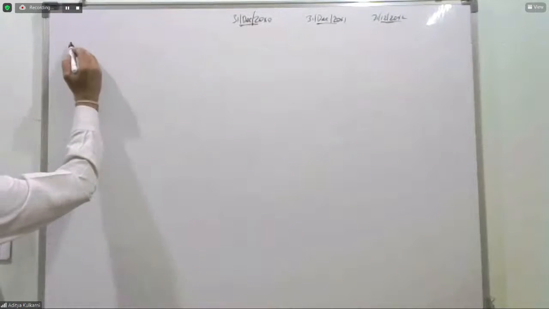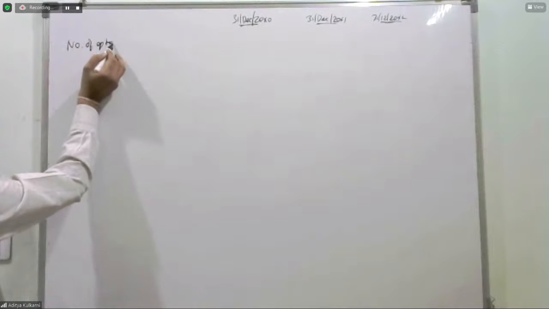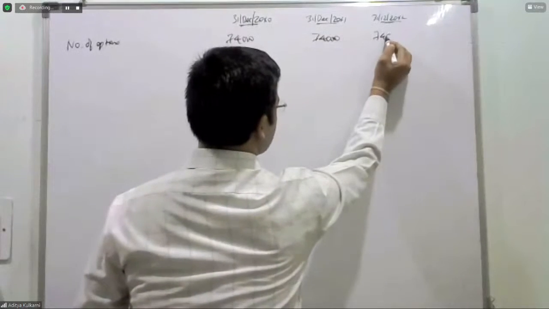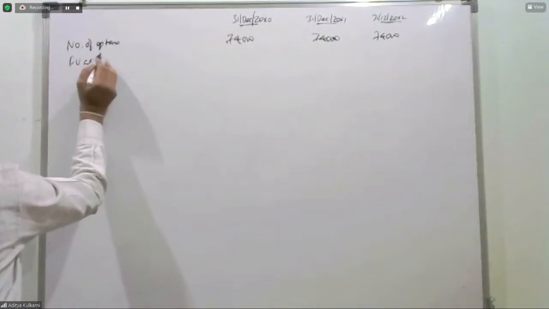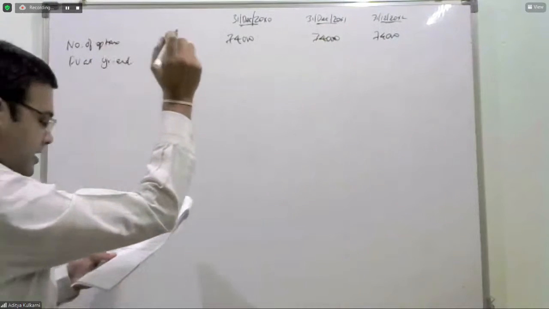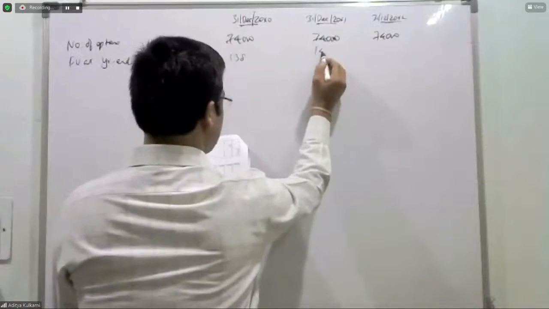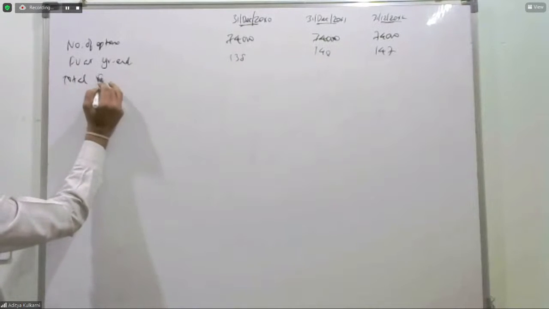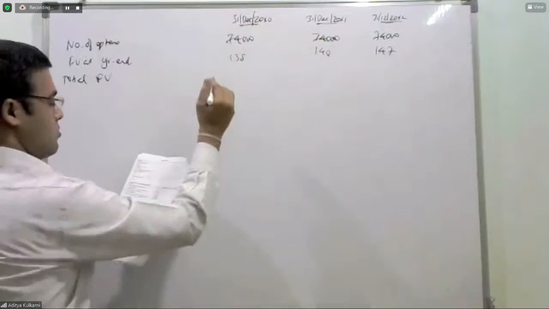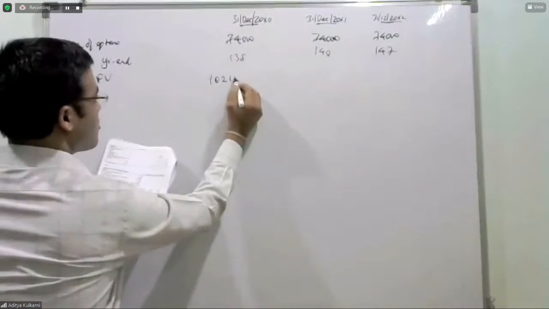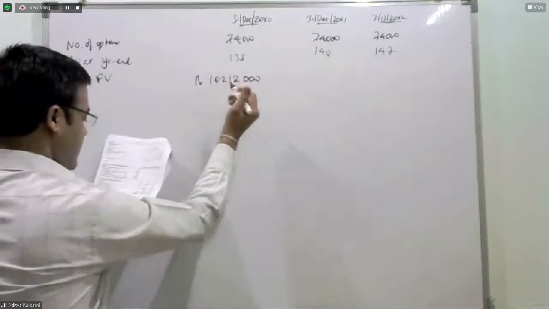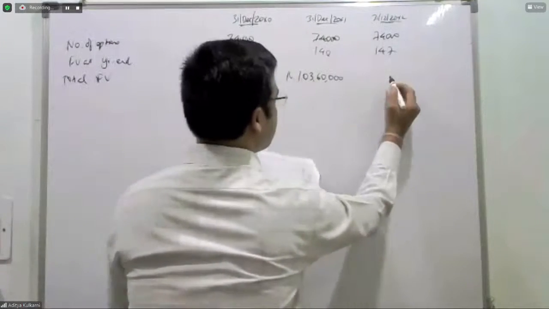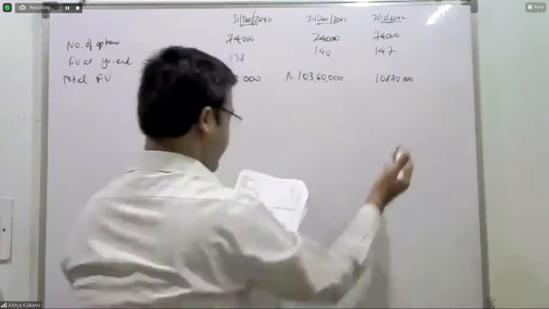Now the number of options is 74,000, vesting. Fair value at year end is how much? 138, 140, 147. Total fair value: when you multiply 74,000 into 138, it is 1 crore 2 lakh 12,000. Here it will be 1 crore 3 lakh 60,000, and finally it will be 1 crore 8 lakh 70,000.